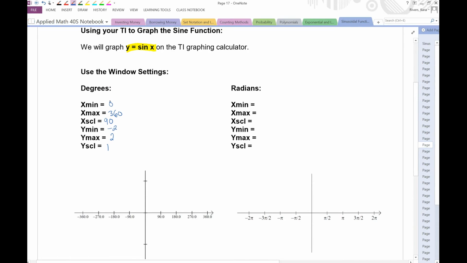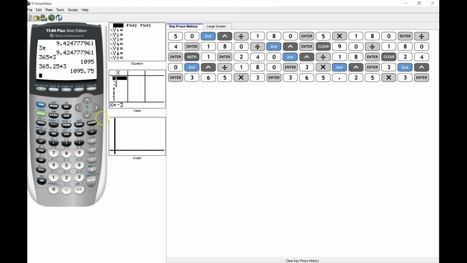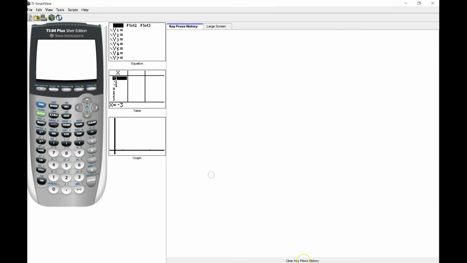So let's just start with our calculator in degrees and graph y equals sine x. So let's go ahead and do that. Clear out what we had before. I'm going to go to mode, make sure I'm in degree mode. If you've reset your calculator recently, it automatically goes into radian as default, so make sure it's in degrees. Go into our window and set our window according to what we just wrote down. So our x min is 0, x max is 360.